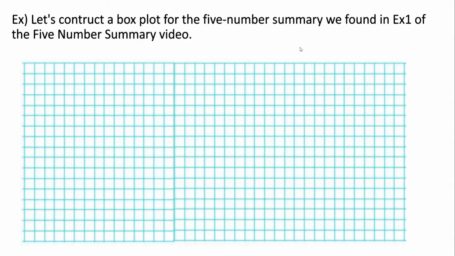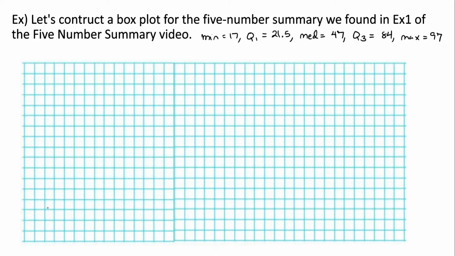Let's look at an example now. Let's construct a box plot for the 5-number summary we found in example 1 of the 5-number summary video. So the 5-number summary that we had in that example was... if we look at these values, we notice they're spaced fairly out. We have a pretty big range. Our range is 90, our minimum is 17, our maximum is 97. So maybe for a scale in this problem, we might want to count by 10s.